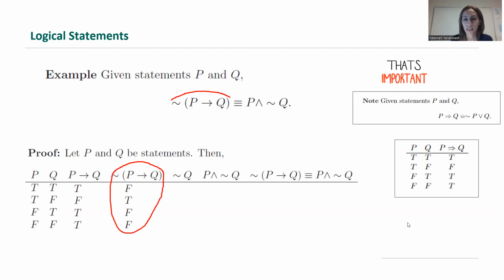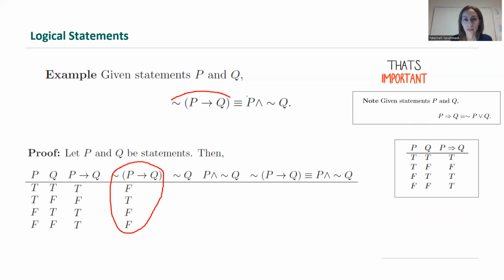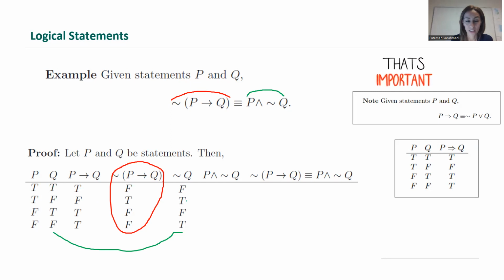Now we're going to move on and construct the truth table for the right-hand side. So let me change the color. On the right-hand side, you have P and not Q. So you are combining P and not Q. We don't have not Q. So first, we're going to take Q and construct not Q. Q is true, not Q is false. Q is false, not Q is true. Q is true, not Q is false, and Q is false, not Q is true.